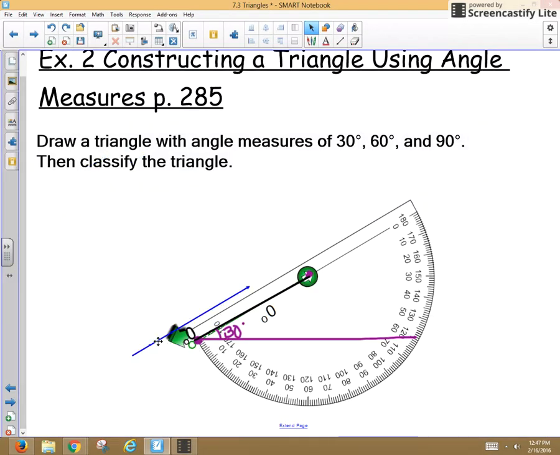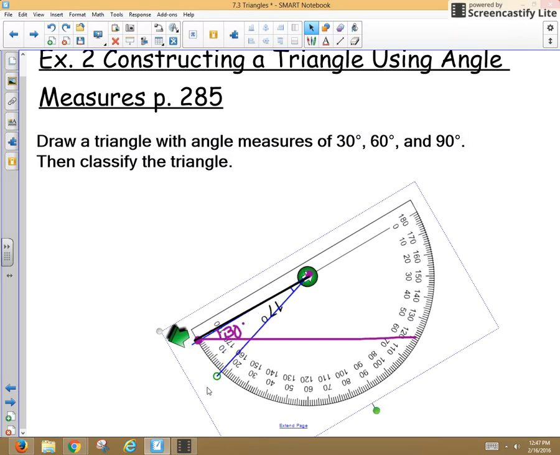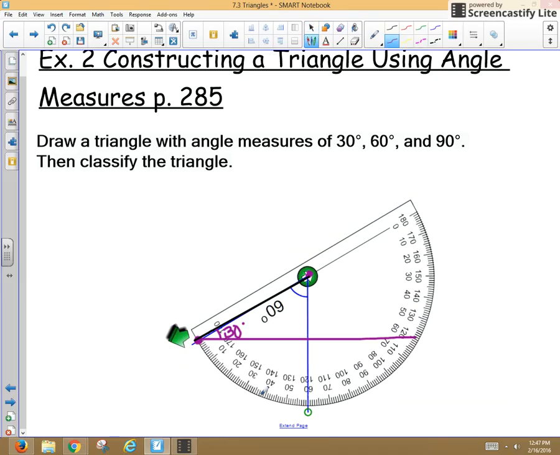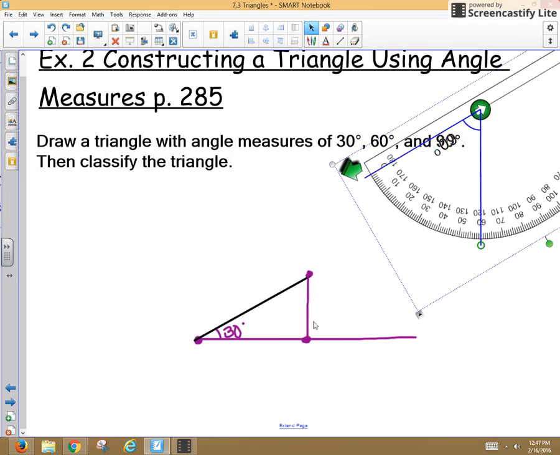Don't worry about this blue line here. Let's just delete this. Okay, so measuring to 60 degrees would put me right about here. And then I connect my points, and here's my bottom line, so I'm just going to draw the point there. Connect the line using a straight edge. And then you'll notice it formed a triangle. And this measure that we just created was 60 degrees.